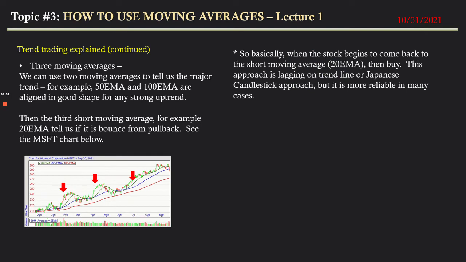So basically, when this short moving average changes direction, we buy. This is relatively safe. This one is a little bit lagging, because a moving average is always lagging. It lags compared with some other approaches like trend lines or Japanese candlesticks, but it is more reliable in many cases.